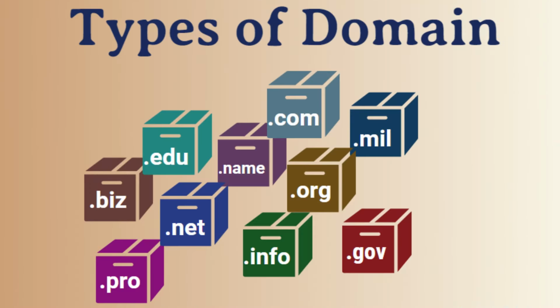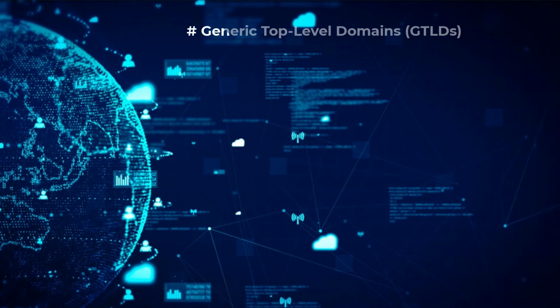As mentioned earlier, there are several types of domain names, each serving different purposes and often reflecting the nature or focus of a website or online presence. Here are some common types of domain names to dive deeper. Generic top-level domains, gTLDs. These are the most common domain types and are not tied to a specific country or territory. Some popular generic top-level domains include .com for commercial, .org for organization, .net for network, .edu for education, and .gov for government.